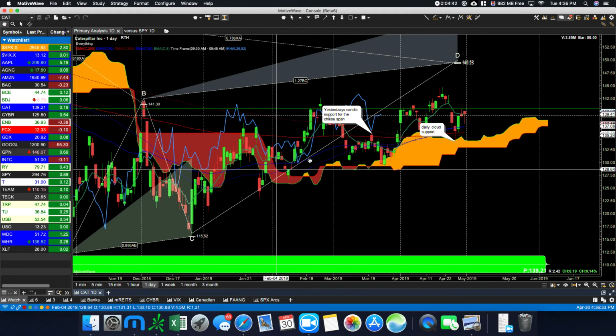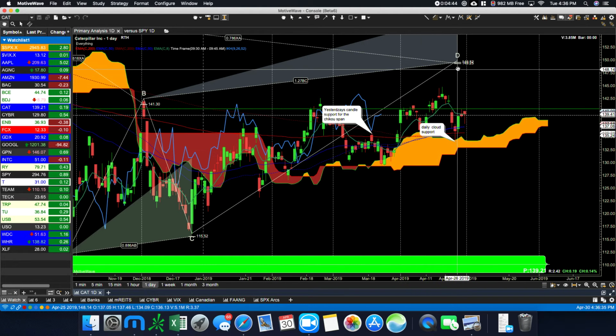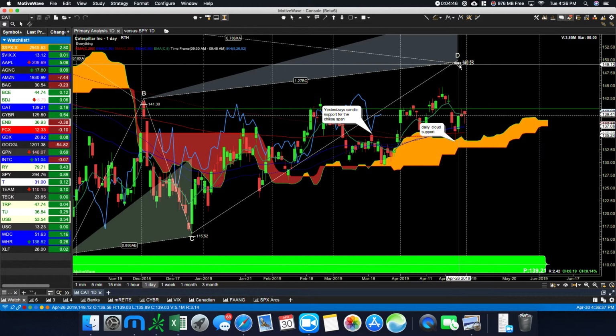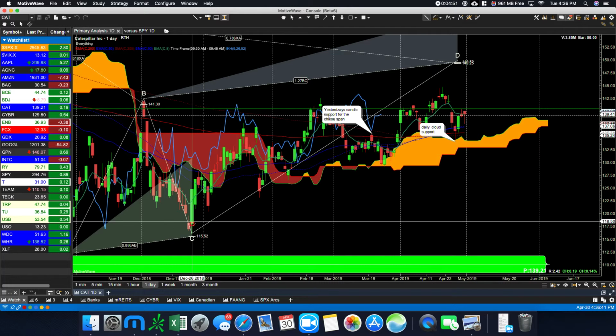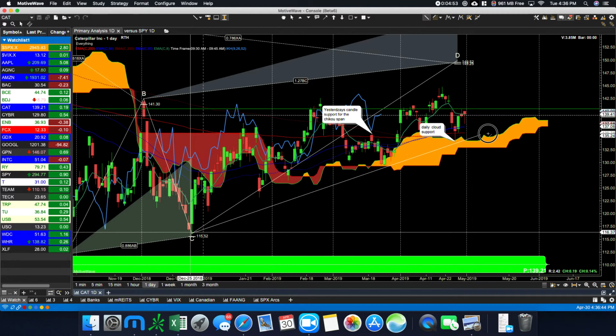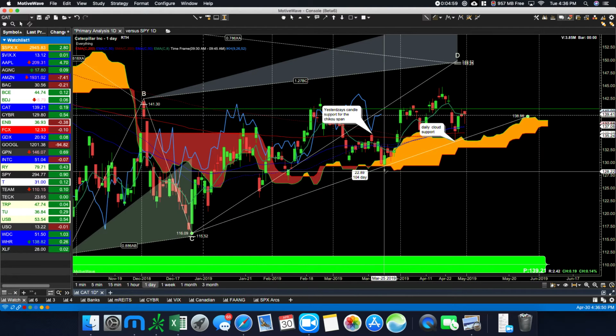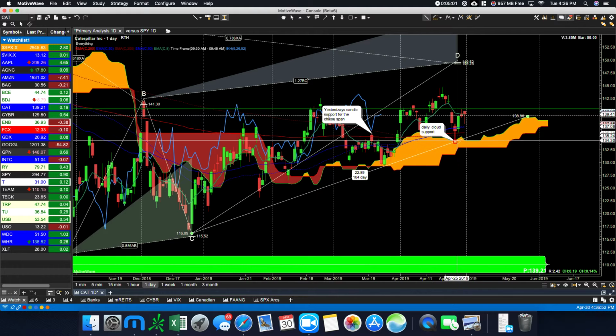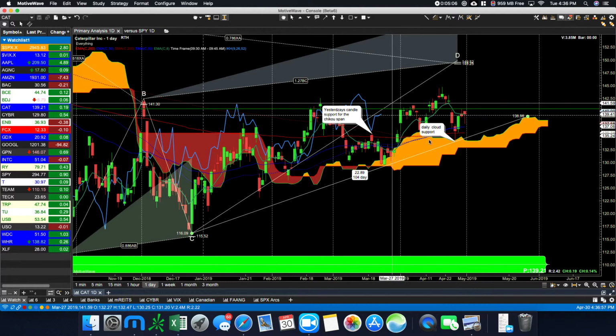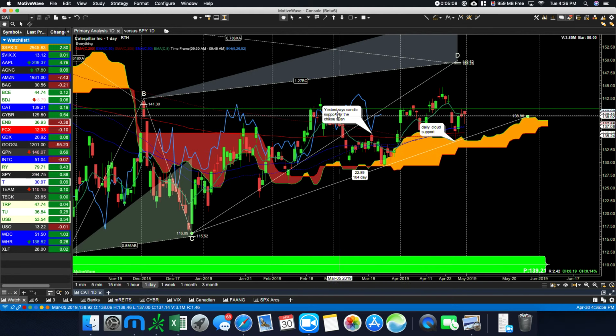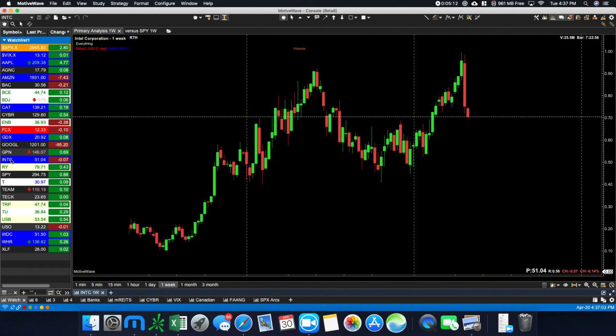Caterpillar 139.21, so we are still on target for our 149.52 for our Gartley pattern. We've got a bit of a trend line happening here, and it starts with this point, this touch in March, this touch in April. So let's keep an eye on that. But I am still long Caterpillar. Gold didn't do anything.